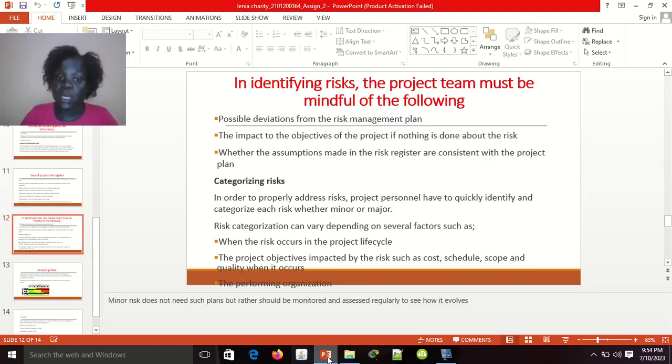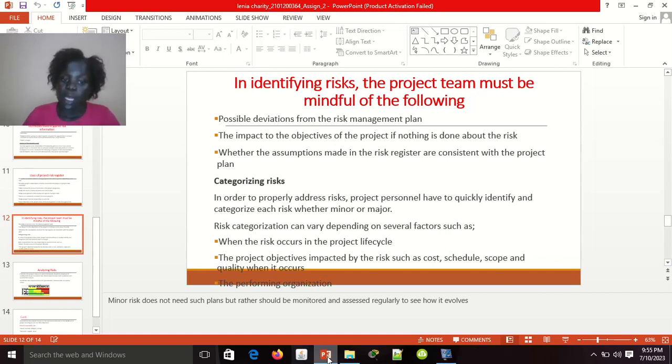And then we have identifying risk. The project team must be mindful of the following. The project team shouldn't think of moving outside the risk management plan. You focus on that; if you move outside, you're actually adding more risks. So make sure you stick to the risk management plan. Consider the impact to the objectives of the project if nothing is done about the risk. Also, whether the assumptions made in the risk register are consistent: are they going to remain the same or change categories?